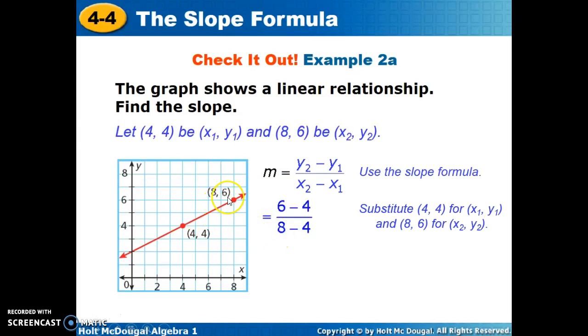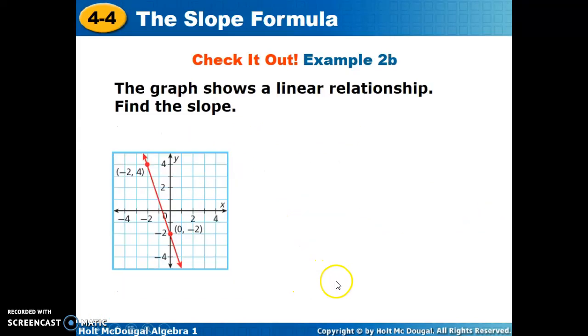It says y2 minus y1 over x2 minus x1, and we simplify to 1/2. Now I want to check my work. It's rise 2, run 4, and 2 over 4 simplifies to 1 over 2. So we know that we've done the math correctly.